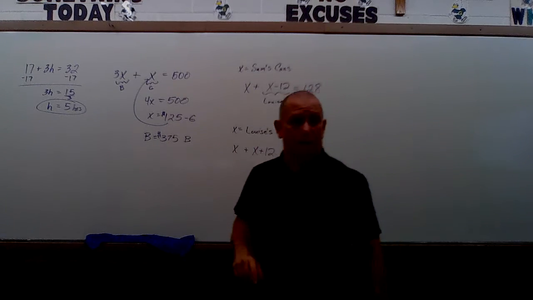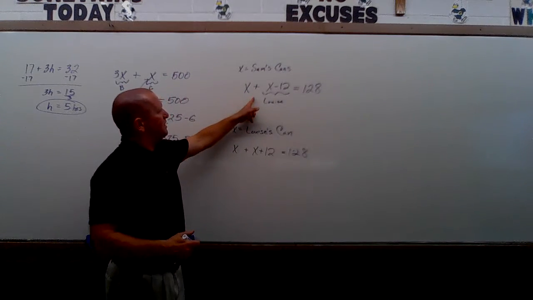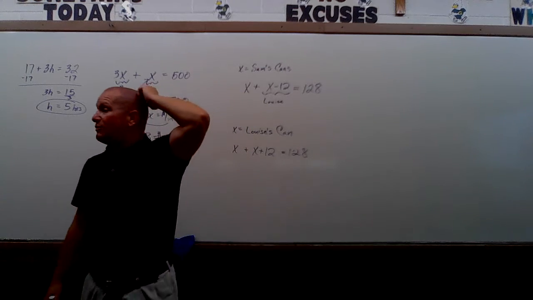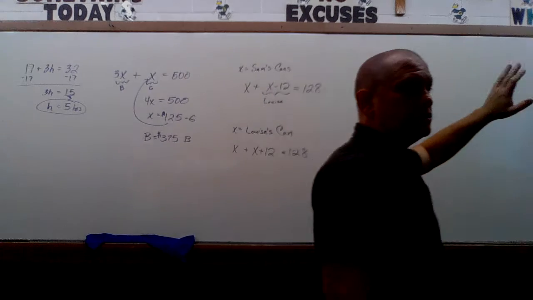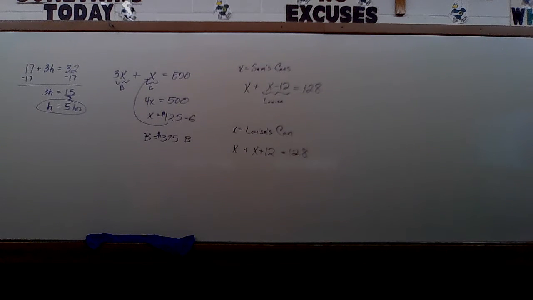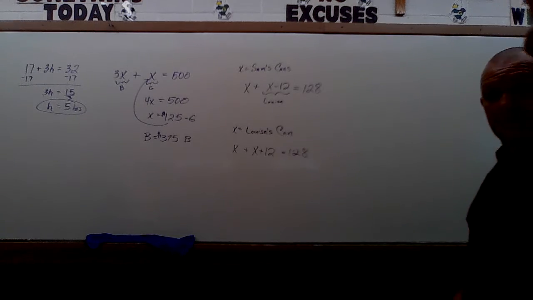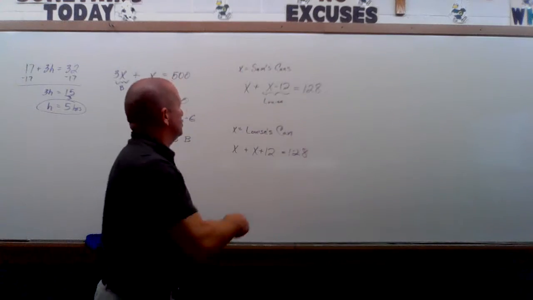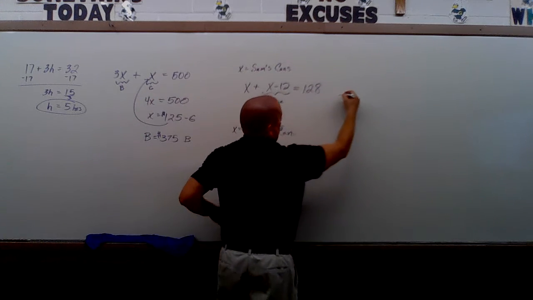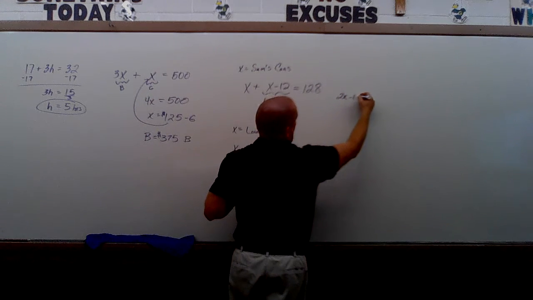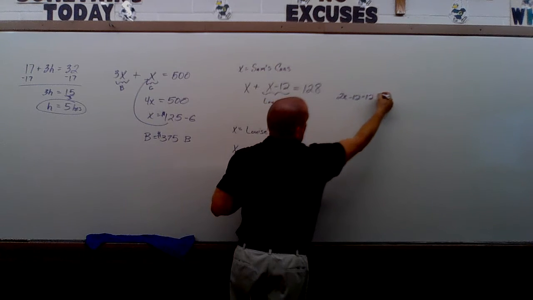Okay, so let's do both problems. If I'm going to do this problem right here, remember, what were the things that we had to do in order to do multi-step equations? What was the first thing that we had to do? Get rid of parentheses. We still don't have any. What's the second thing? Combine like terms, right? So up here, what's x plus x? So we get 2x minus 12 equals 128.